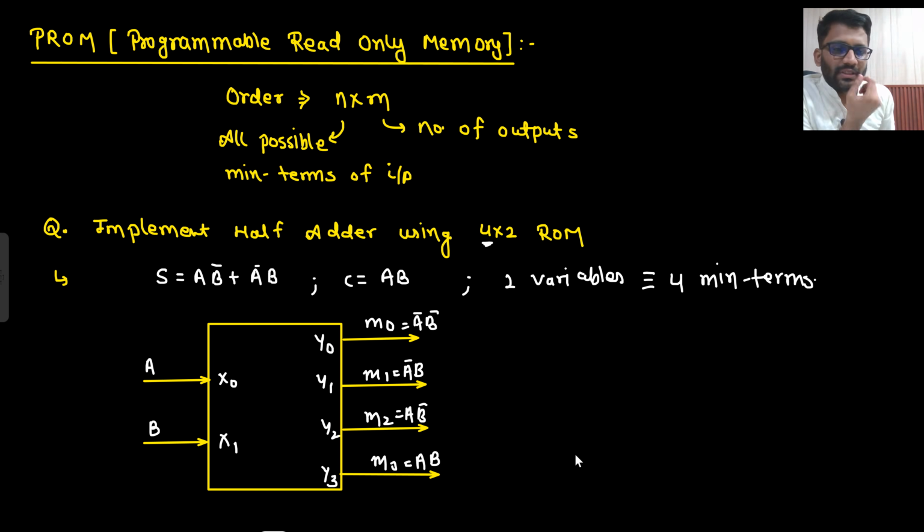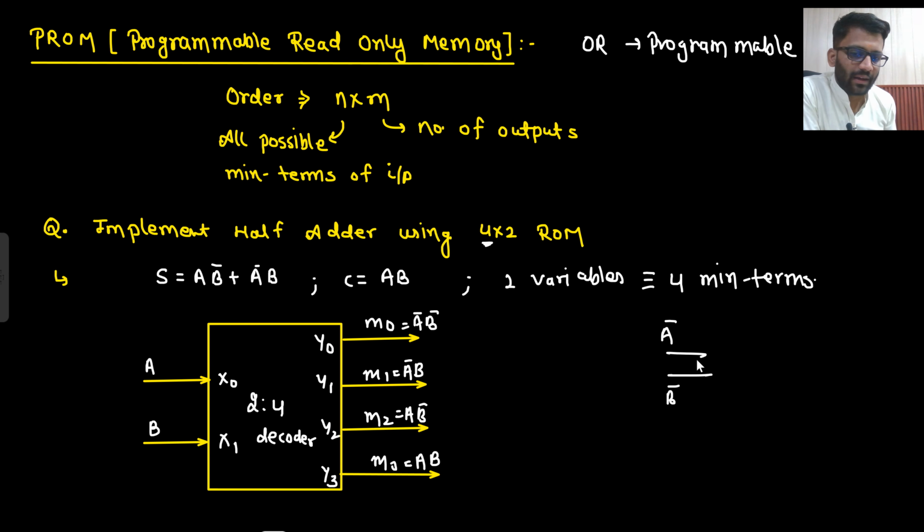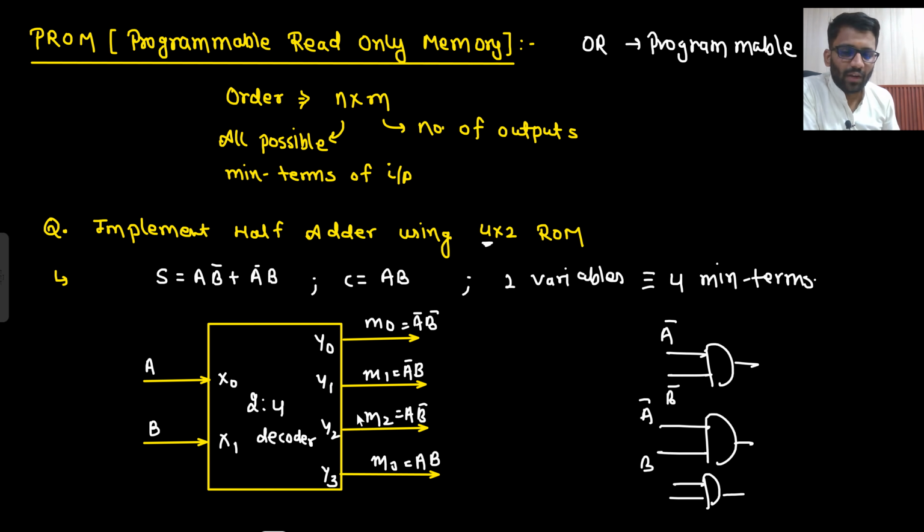Now you would say, sir, you said that in PROM the OR gate is programmable and the AND gate is fixed. So here I do not even need an AND gate now. But in the decoder the AND gate is there, no? This is your 2 cross 4 decoder. How would you make this decoder? How would you make Y0? You will put A bar here and B bar here. This will be your Y0. How would you make Y1? You are going to put A bar here and B here. How will you make Y2? You are going to put A here and B bar here. This is how you are going to make Y0, Y1, Y2 and Y3, right?